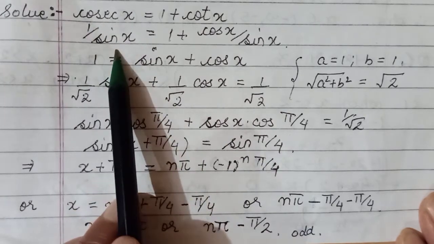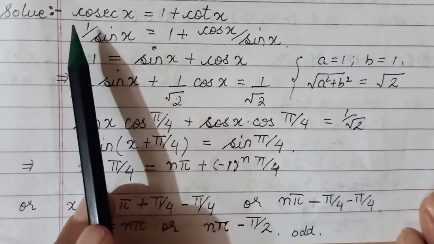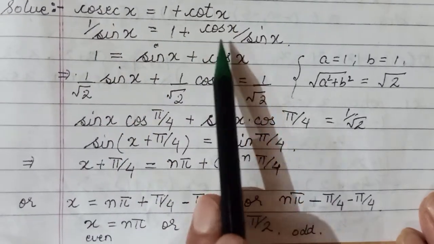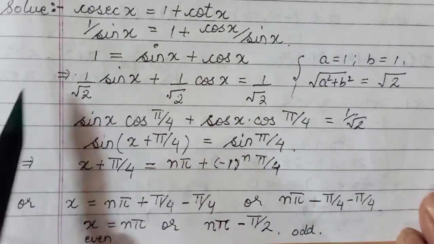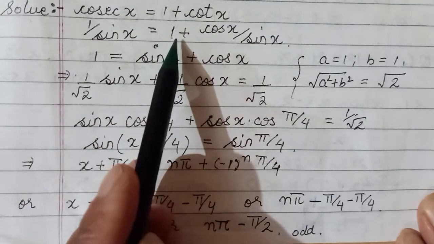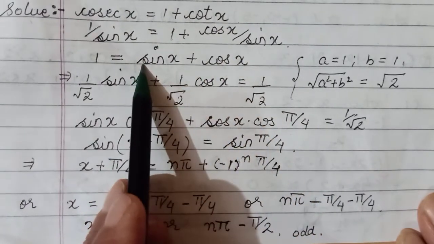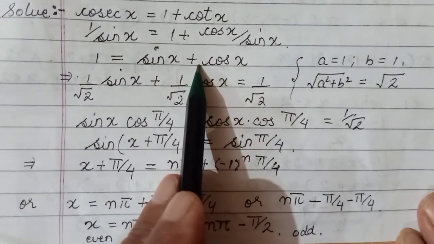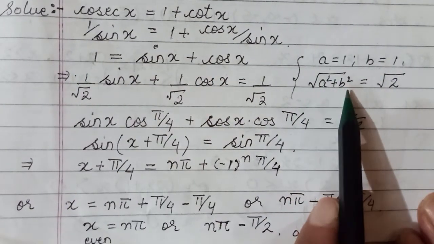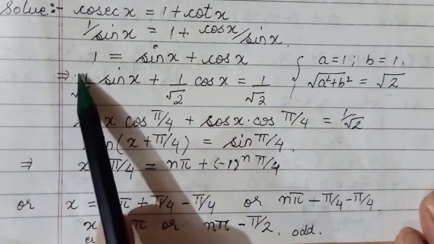So cosec is 1 upon sin, plus 1, cot is cos upon sin. Taking LCM, 1 upon sin, and this will become sin x plus cos x upon sin x. Taking LCM, then sin x on either side gets cancelled. So you're left with 1 here. This becomes sin x plus cos x. Now this form has come, a sin x plus b cos x is equal to c. So your a is 1, b is 1. So under root of a square plus b square comes out to be root 2. You will divide throughout by root 2.